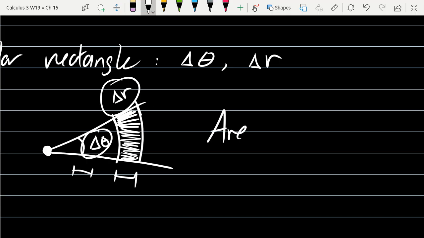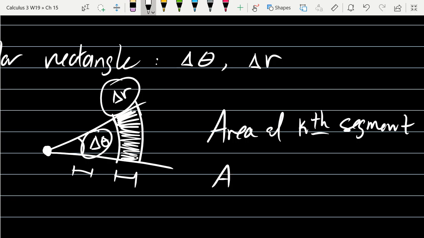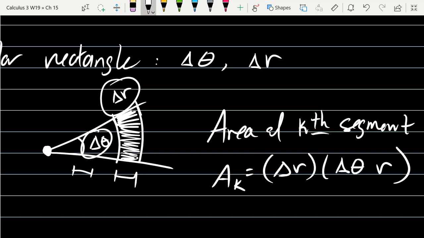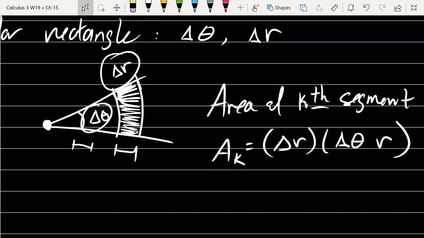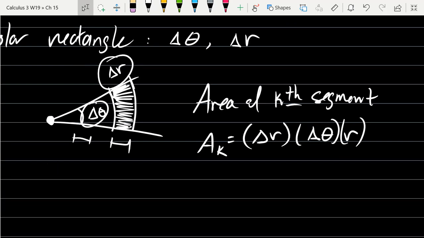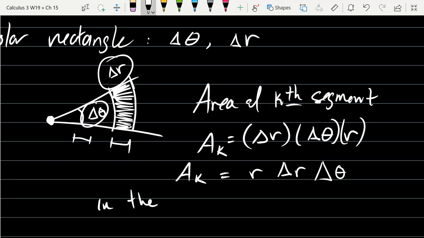So our area of the kth segment is going to be delta r times delta theta times r. And we're going to write it as r delta r delta theta. And once we take the limit to turn this from a sum into an integral, we're going to be looking at r dr d theta.